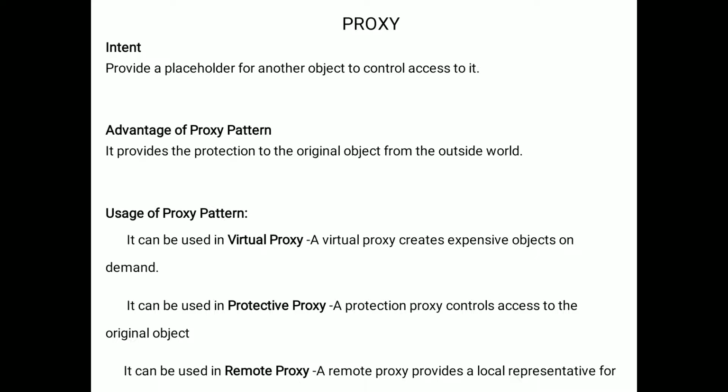The second one is the protective proxy. It acts as an authorization layer to verify whether the actual user has accessed the appropriate content or not. For example, a proxy server which provides restriction on internet access in the office. Only websites and contents which are valid will be allowed and the remaining ones are blocked.